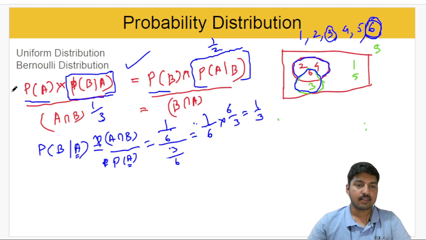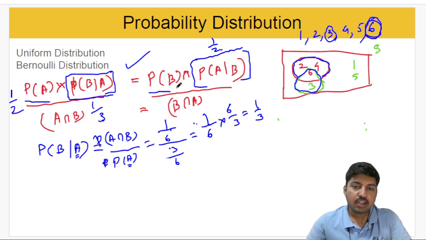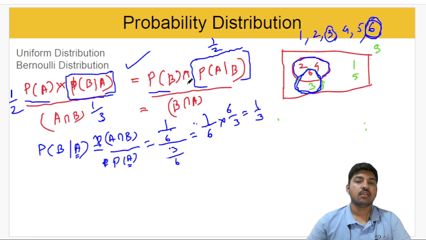1 by 2. 3 by 6 is equal to 1 by 2. 1 by 2 we will take. What is the probability of event B? This event, the one below. 1 by 3. Okay, 2 by 6 means 1 by 3.